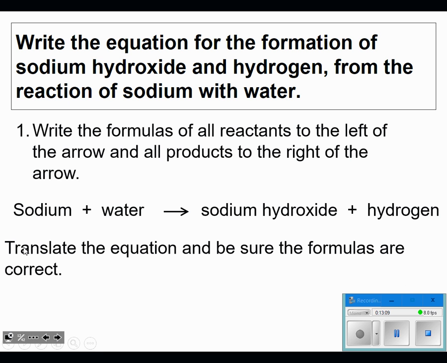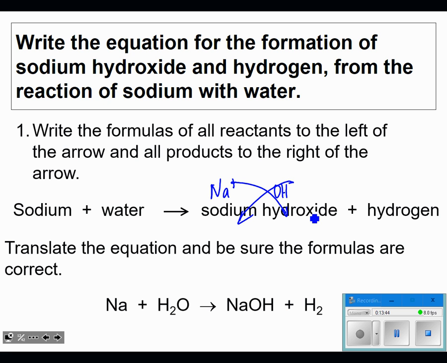Next thing we need to do is translate the equation and be sure that the formulas are correct. So we need to write all the formulas for all of these reactants and products. Sodium is Na, water is H2O. Sodium hydroxide: sodium is Na with a positive 1 charge, and hydroxide is OH with a negative 1 charge. So we would crisscross those, Na positive and OH negative, which is on the back of your periodic table. Crisscrossing the charges down means there's just 1 and 1 as the subscripts down here. Remember, subscripts are down here. Now water is H2O, so that's why it has a subscript of 2 here.